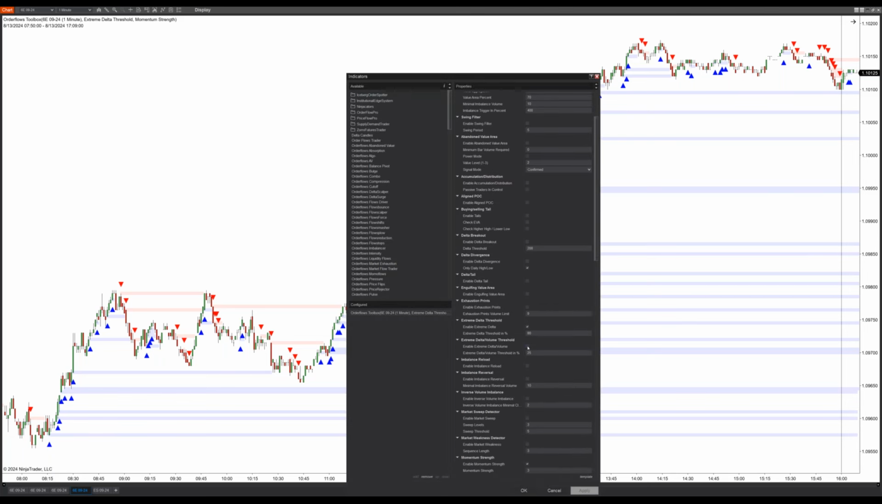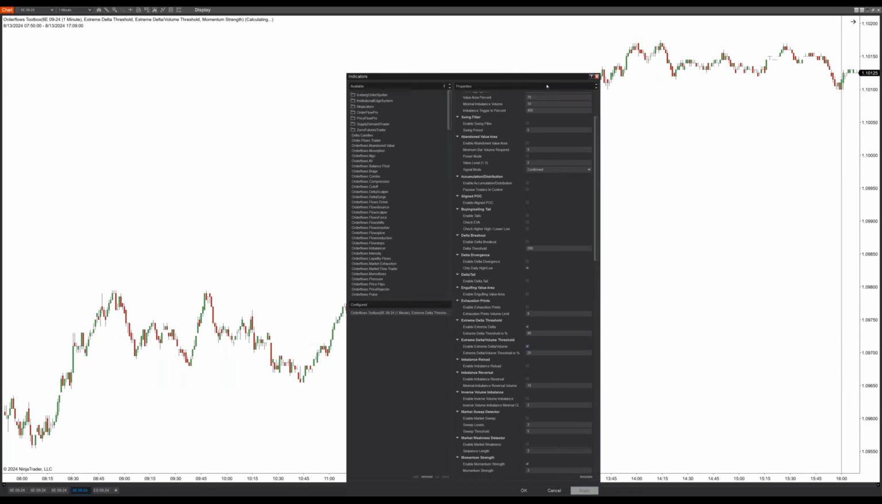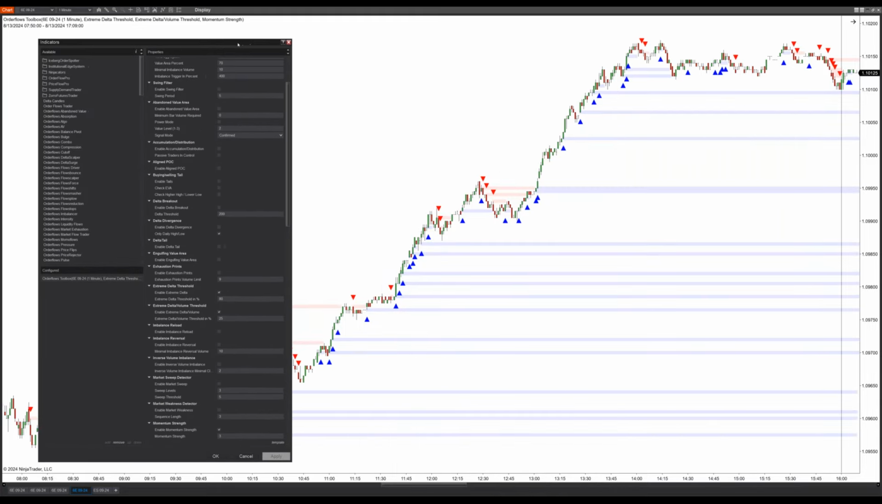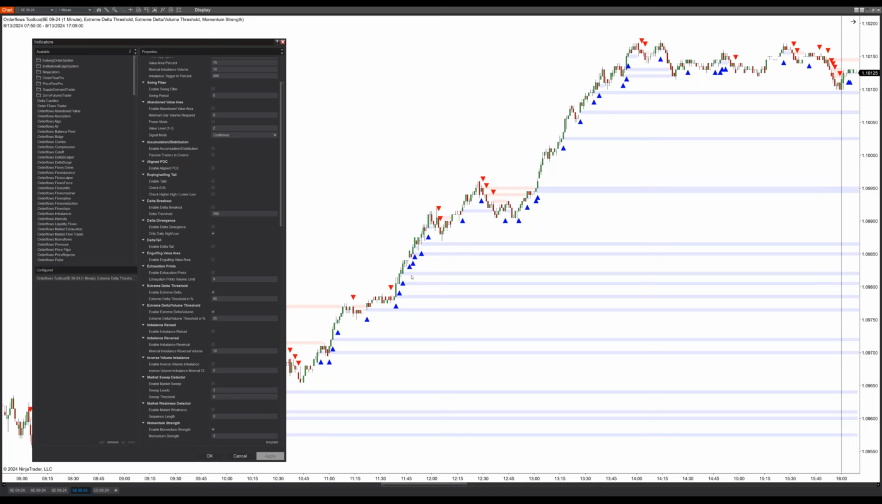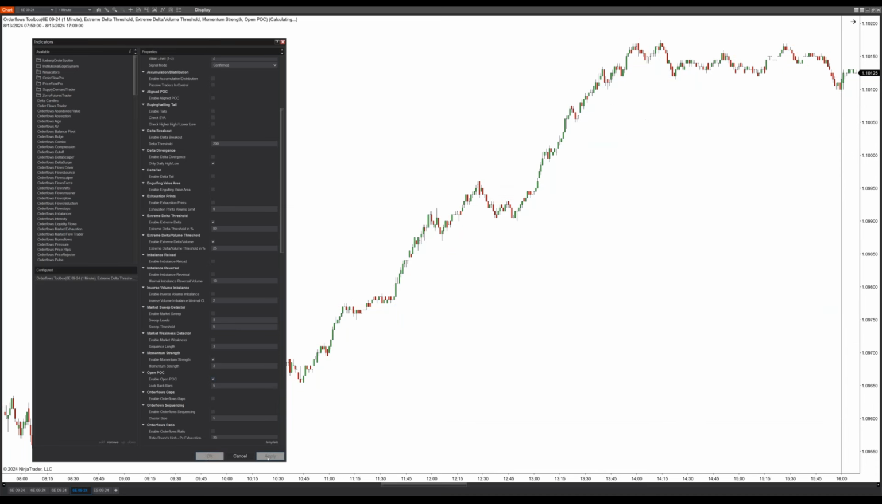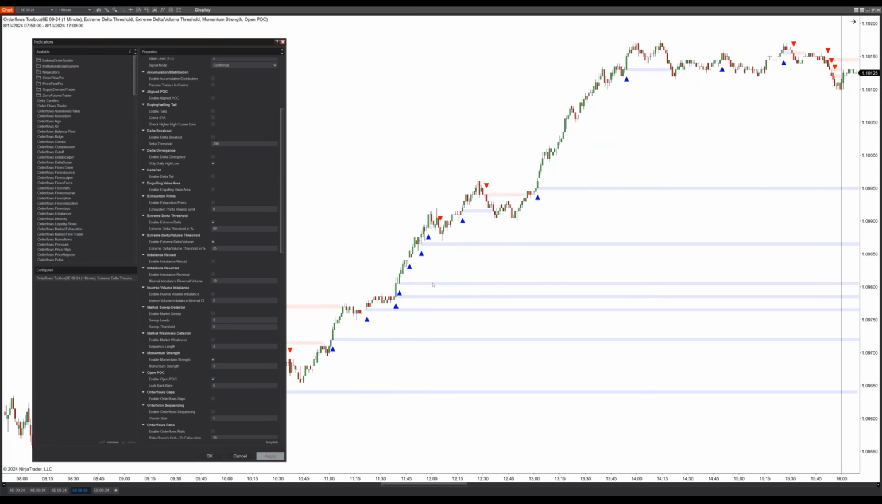Here, maybe with the extreme delta volume threshold, I could add that on there. Okay, a little bit better. It's removed a couple of those signals. Then maybe you want to give it a boost and say, on ones that have a point of control. Okay.